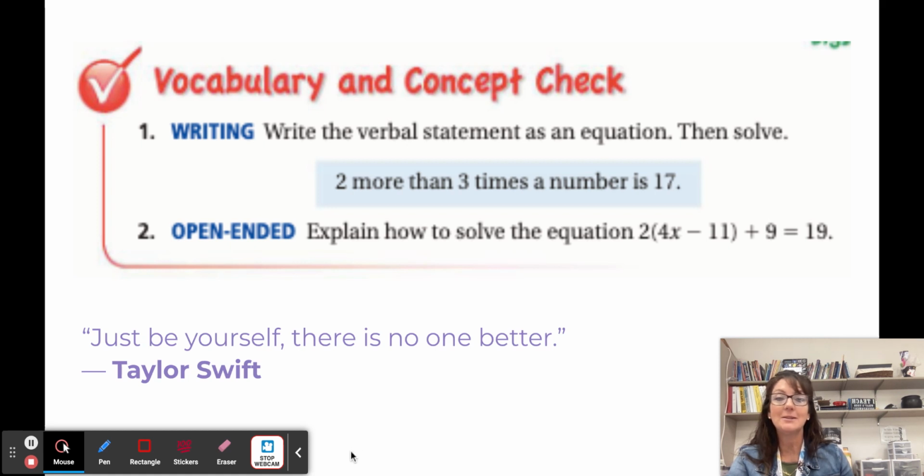Just be yourself, because there is no one better. Couldn't have said it better myself, but Taylor Swift already said it.